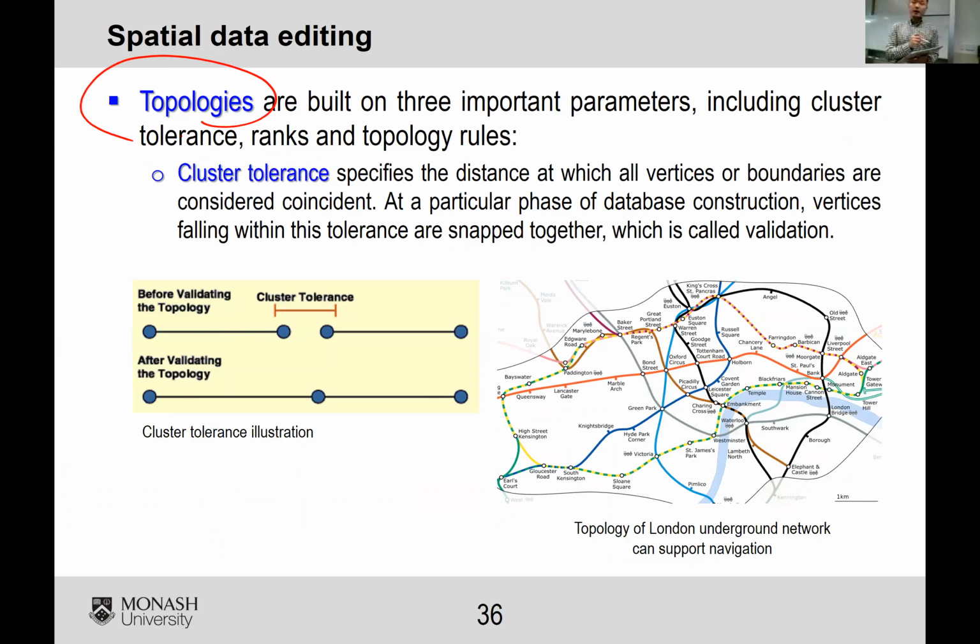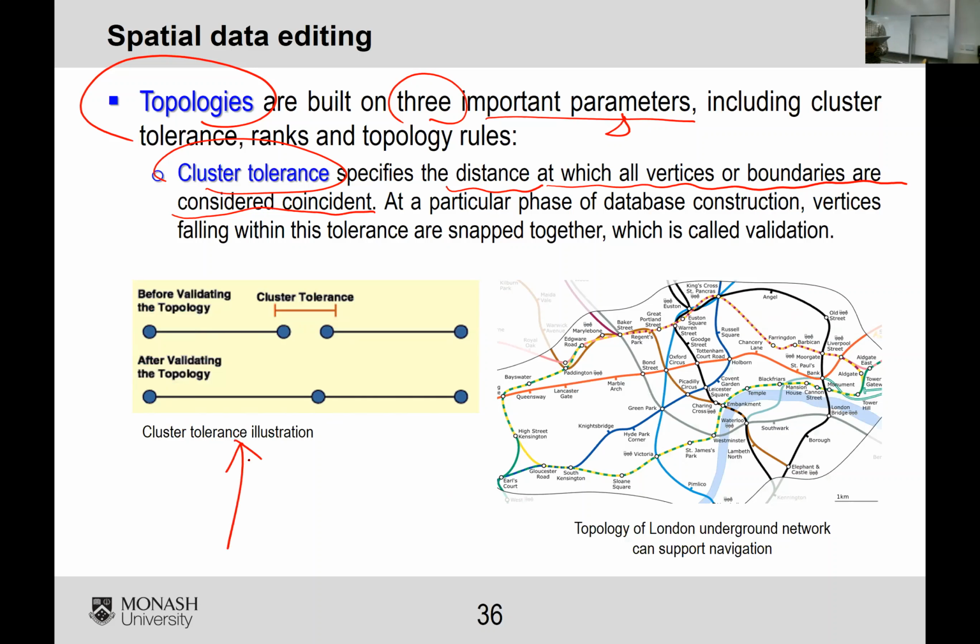So when we build a topology, it's very important to understand what parameters are in the topology. There are 3 parameters. The first one is cluster tolerance. This cluster tolerance basically defines the distance at which all vertices or boundaries are considered coincident.